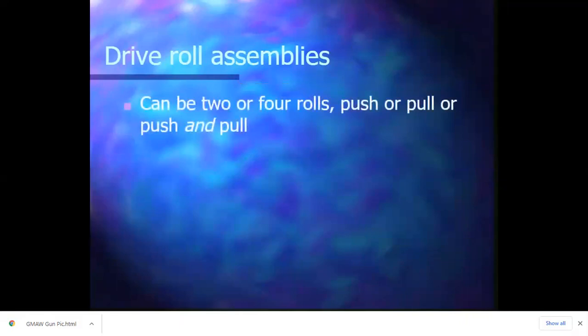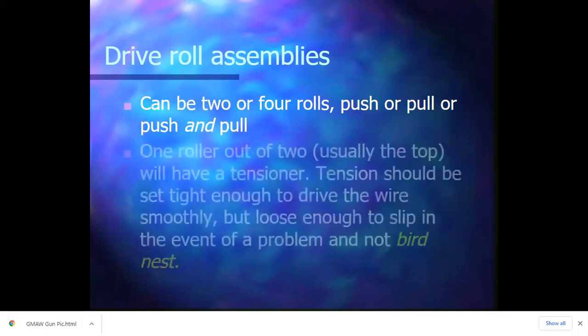So drive roll assemblies. We'll talk about some of the components in the system now. They could be 2 rolls, 4 rolls, push or pull, or push and pull. So we're going to get through this part today. I think that's where we're going to end it. We're talking about the guns, and then we're going to stop it there.